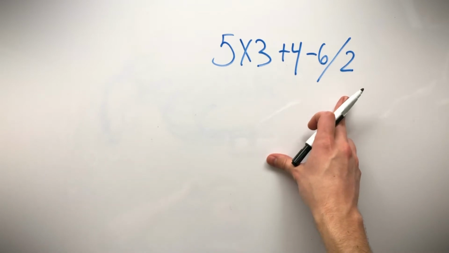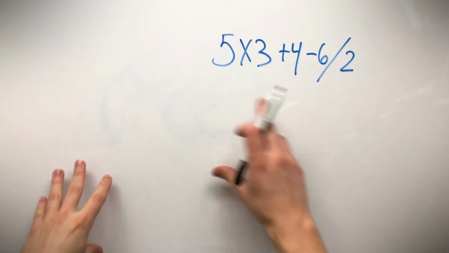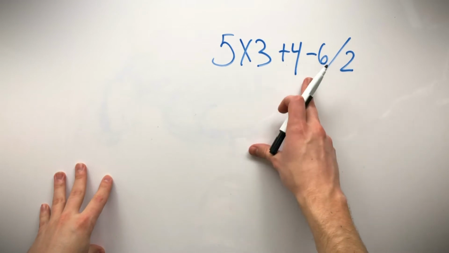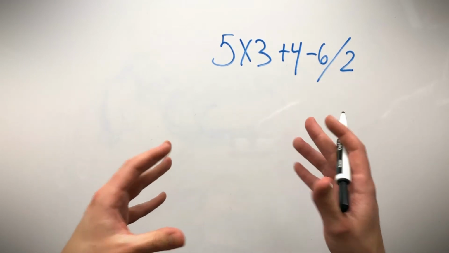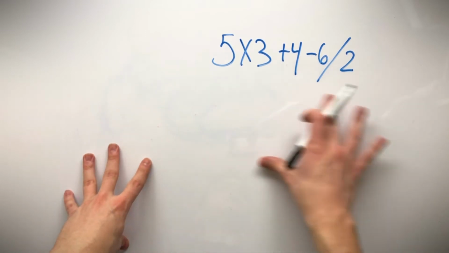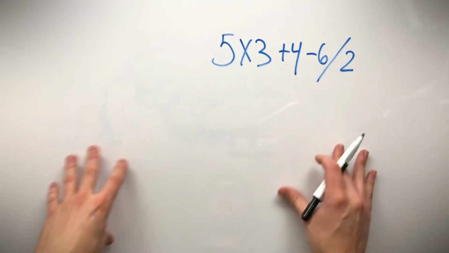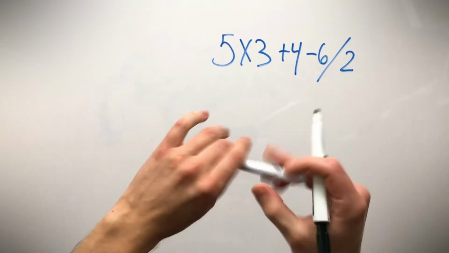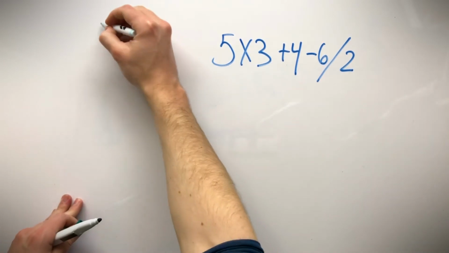Now, even though the math is not particularly difficult, right? 5 times 3 plus 4 minus 6 divided by 2, there is only one correct answer, right? And only one correct order in which to do these operations. So what is the correct order? Well, we're going to use the acronym PEMDAS to help us out.